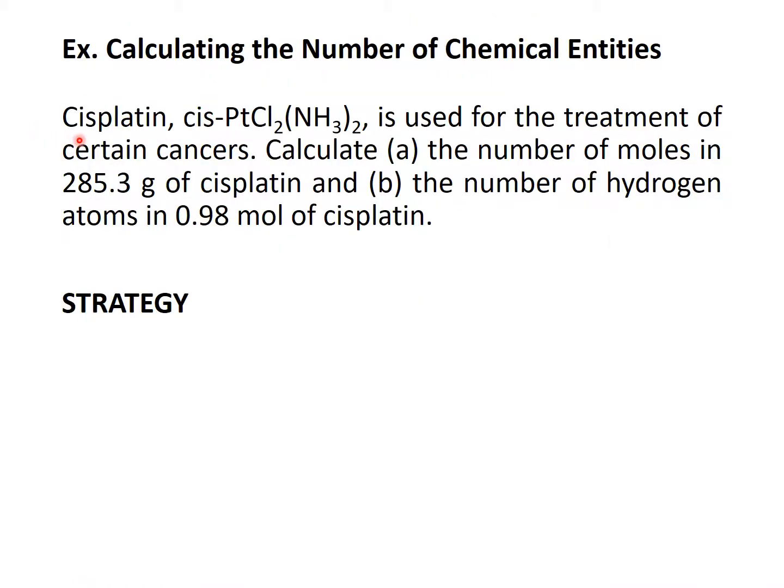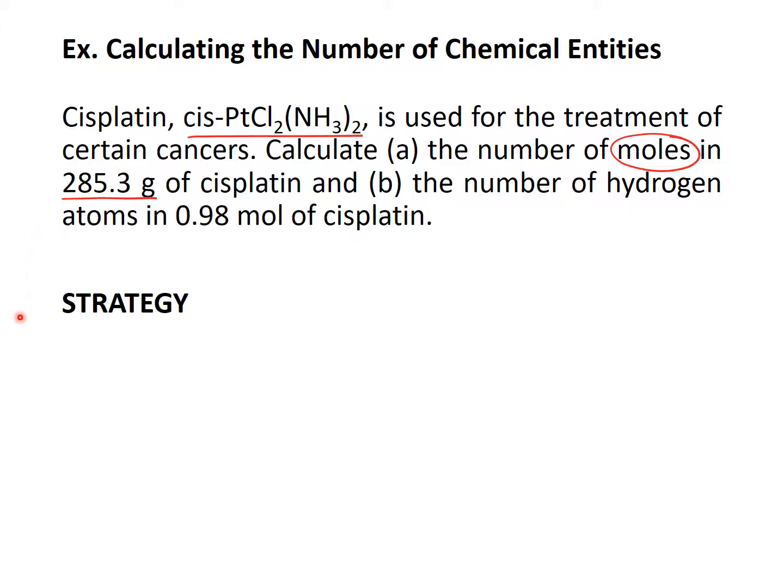In this example, we look at cisplatin, which has the chemical formula PtCl2(NH3)2 and is used for the treatment of certain cancers. In part A, we are asked to calculate the number of moles in 285.3 grams of cisplatin.